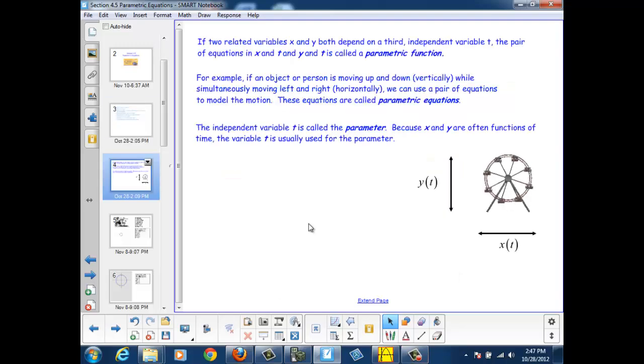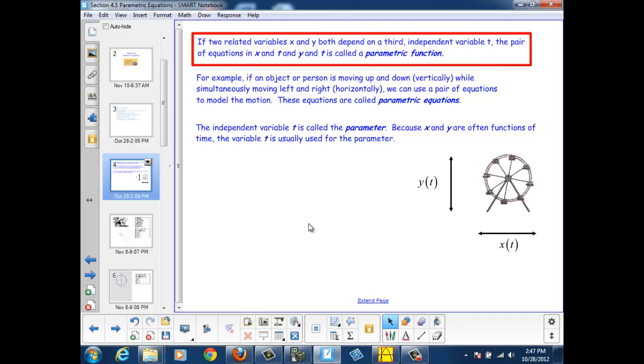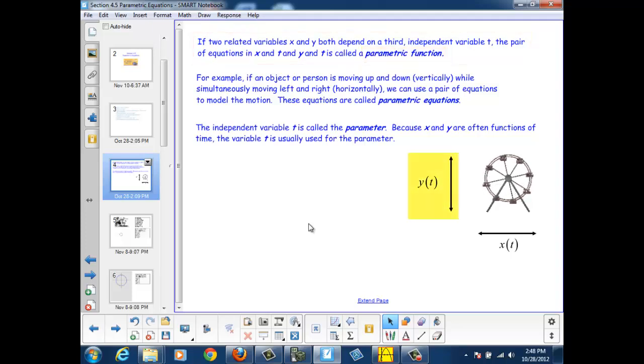First of all, let's define what a parametric function is. If we have two related variables, x and y, and they both depend on a third independent variable, t, the pair of equations in x and t and y and t is called a parametric function. For example, if an object or person is moving up and down vertically while simultaneously moving left and right horizontally, we can use a pair of equations to model the motion. These equations are called parametric equations.